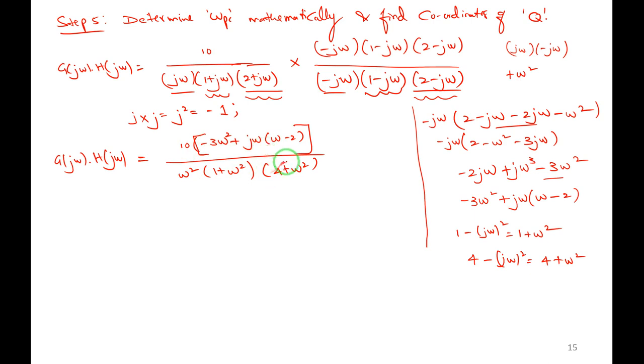Next we have to separate it into real part and imaginary part, right? So let me call this entire denominator term d. No need to call it, but you can write it, it will simplify our job. d is equal to omega square into (1 plus omega square) into (4 plus omega square). This entire denominator I have called d. Then let me separate it into real part and imaginary part.